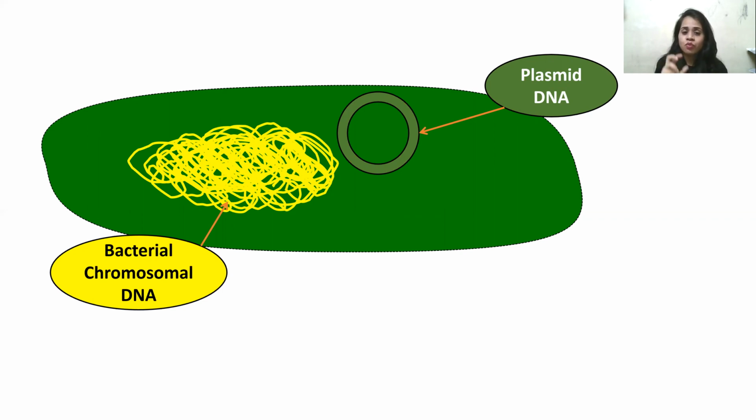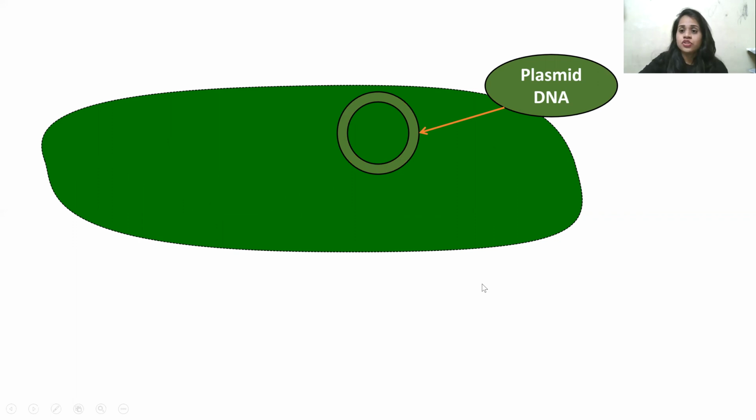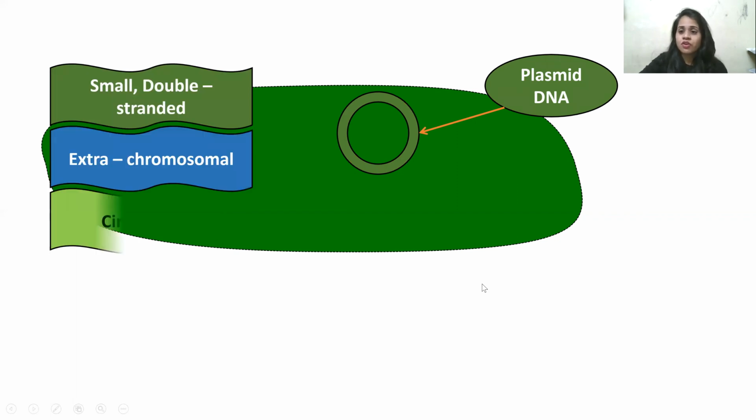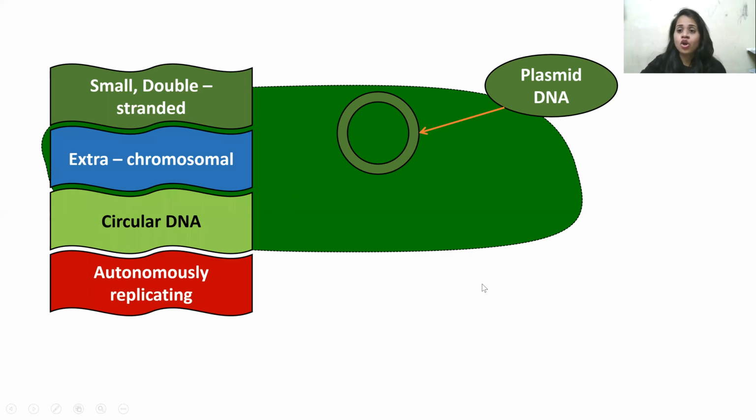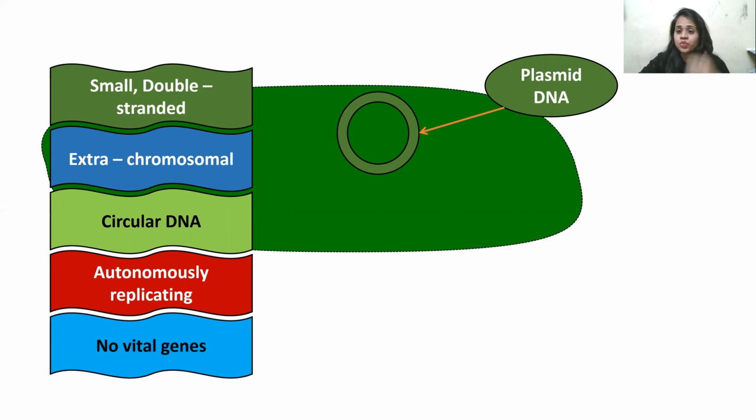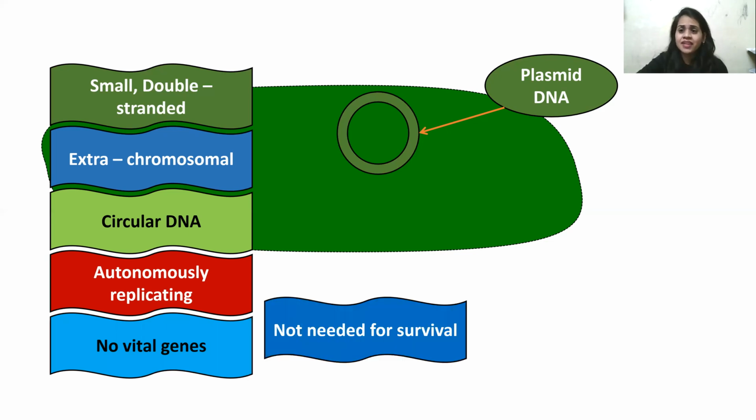That bacteria has a chromosomal DNA, and apart from that, it has an extra chromosomal DNA, which is called plasmid, which is circular in nature. So it is small, double-stranded, extra chromosomal, circular, and it is autonomously replicating. Because of this property, plasmid is very commonly used in recombinant DNA technology because it has an ability to replicate. And there are no vital genes which can be incorporated, and it hampers the desired product. So these are a few things about plasmid which you should know, and it doesn't need anything for survival.